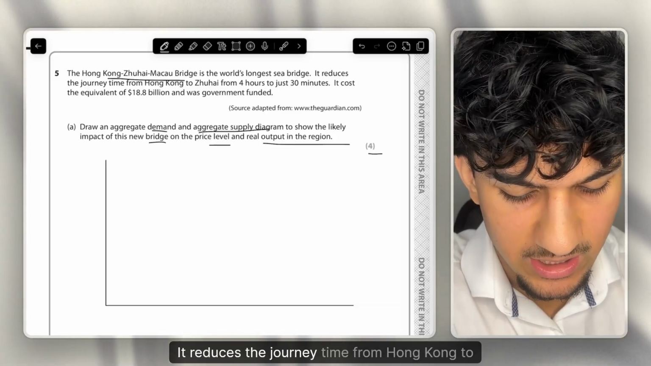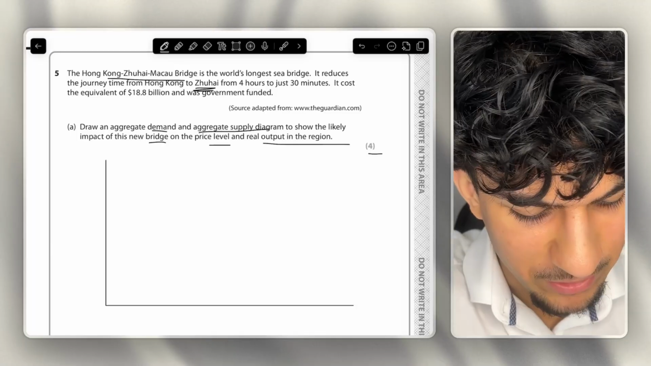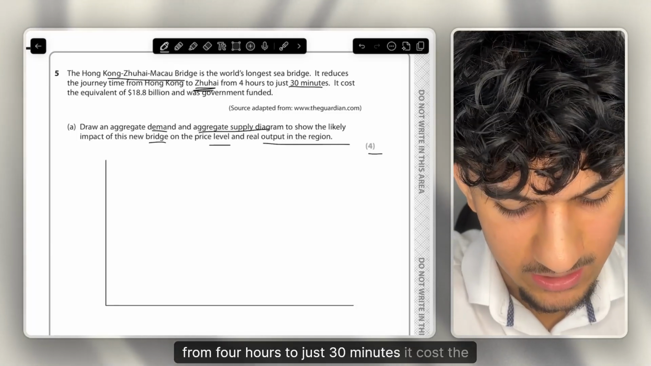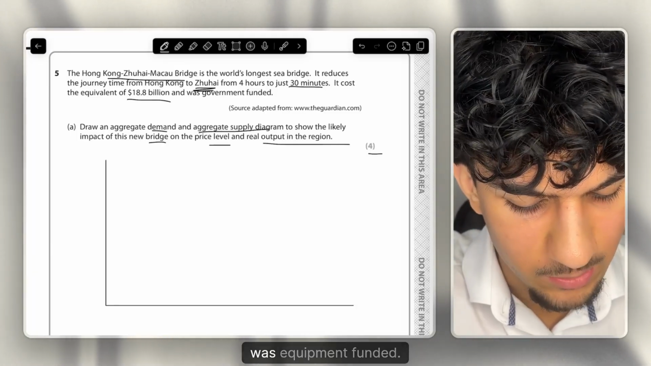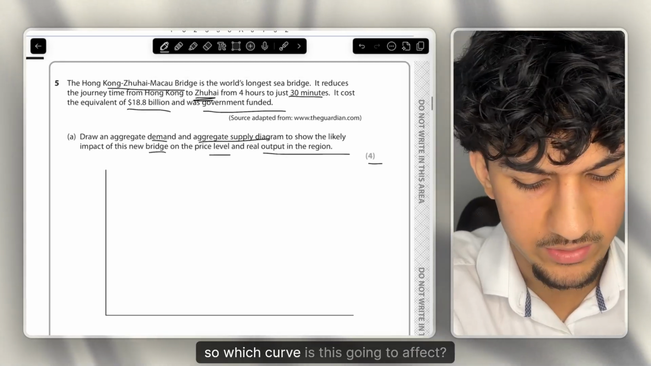It reduces the journey time from Hong Kong to, I'm not going to try to say that either, from 4 hours to just 30 minutes. It costs the equivalent of $18 billion. It was government funded, so of course this is going to lead to AD shifting out. Okay, so which curve is this going to affect?